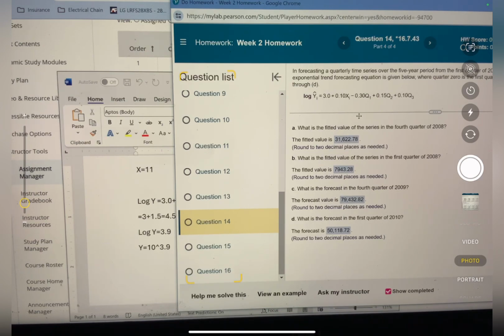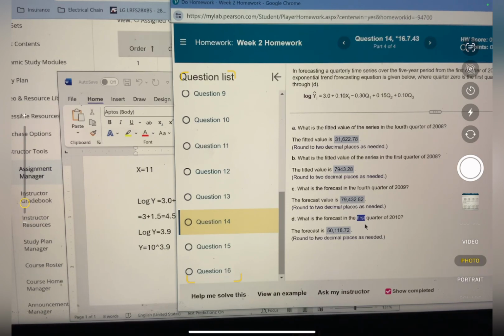And the same way for the first quarter. Let me do the first quarter of 2010. If 2009 was 5 years, which is 20 quarters, plus 1 for 2010 is 21 quarters. But because we're counting from 0, it's going to be 20. Let me do that one.